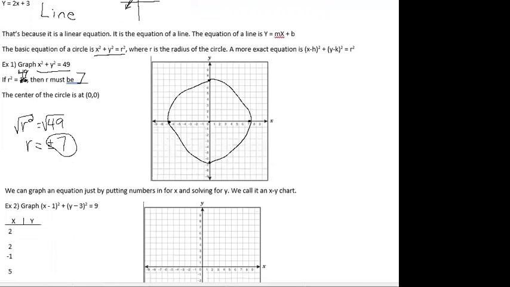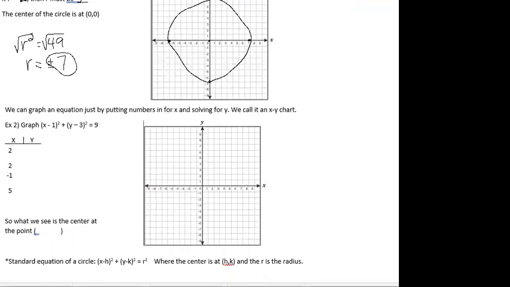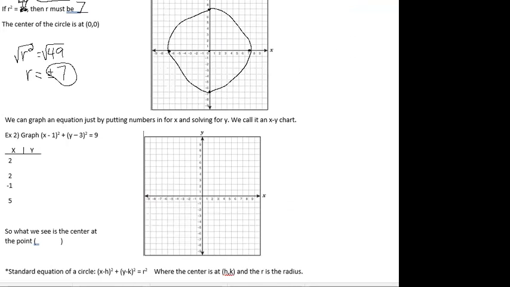Now we're going to learn how we might do it if we're not given everything like here. I gave you that the center was here. We can graph an equation just by putting numbers in for x and solving for y. I always call this an XY chart. Some people call it maybe a T chart.